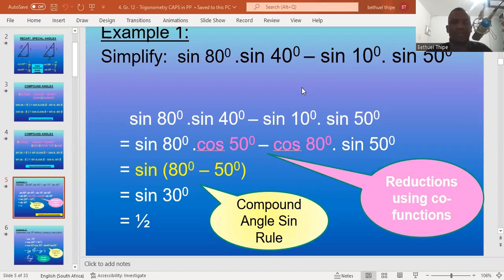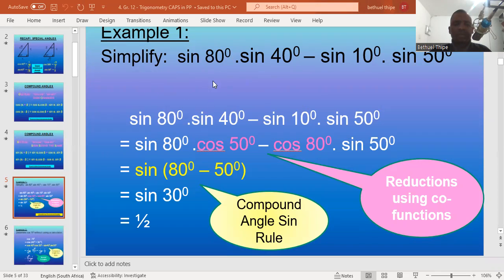Let's take example number 1. We are required to simplify. We are given the sine of 80 multiplied by the sine of 40 minus the sine of 10 degrees multiplied by the sine of 50 degrees.